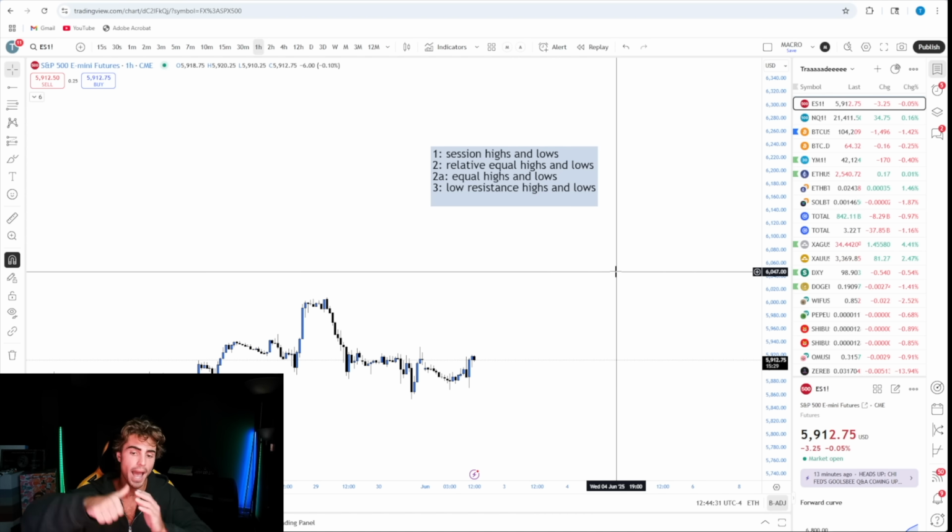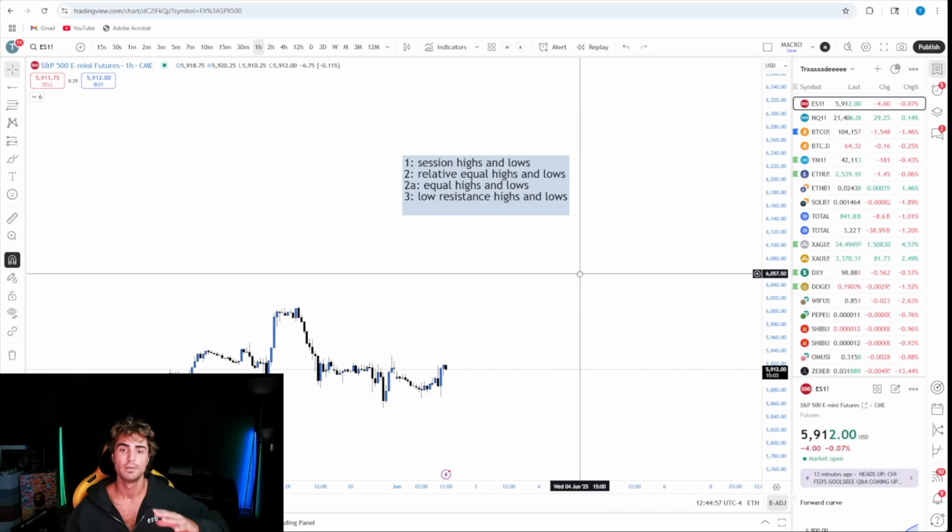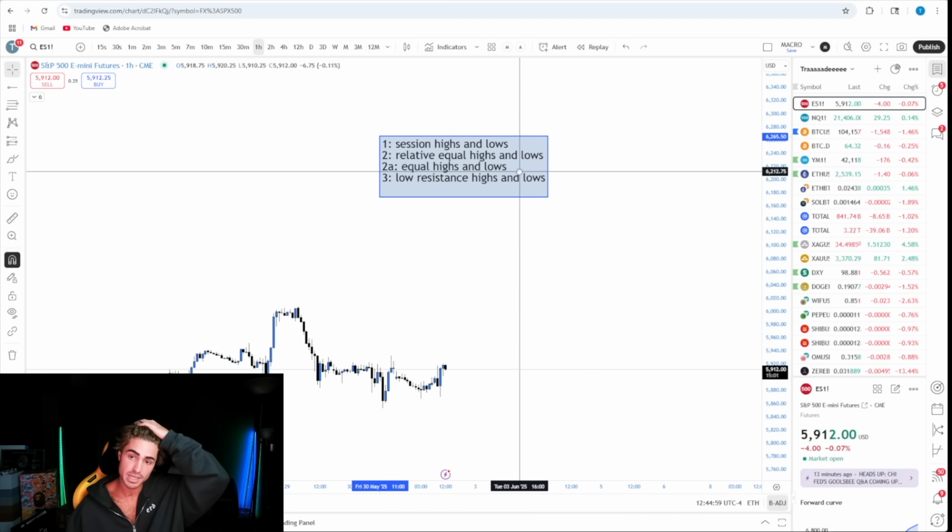Now that we know what draws on liquidity are and how to identify them, we want to be able to identify when and where we can execute on these. Because it's one thing to say, okay, I know how to identify draws on liquidity, I'm just going to mark out every single one and take a trade whenever one happens. That's probably not going to be the best idea, because time plays a huge part in the market. So for me, timing is pretty much everything.